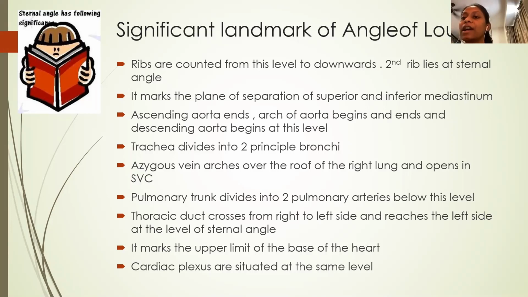The thoracic duct, which crosses from right to left, reaches the left side at the level of the sternal angle. It is also the upper limit of the base of the heart, and the cardiac plexuses are situated at the same level. So there are actually 10 important points or significant landmarks of the angle of Louis.